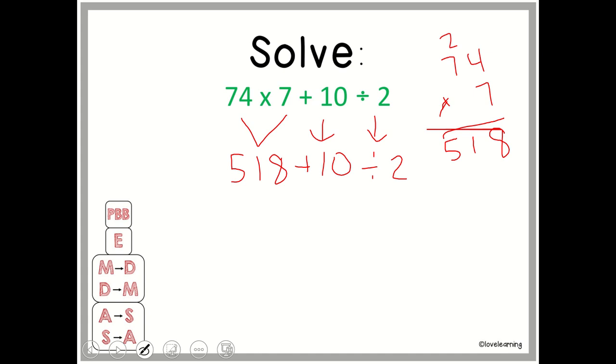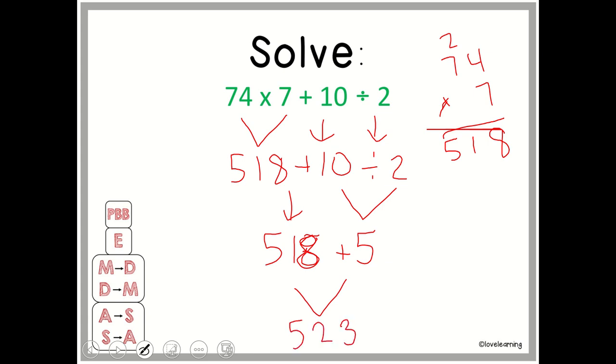So now I want to see, would I want to solve for the addition first or the division? And if I'm following the steps of order of operations, I would know that 10 divided by 2 would need to go first. So 10 divided by 2 is 5. Next, I'd want to bring down my 518. Ooh, that was a really bad 8, guys, sorry. And my plus sign. So now I have 518 plus 5, which is 523. So there's your answer.